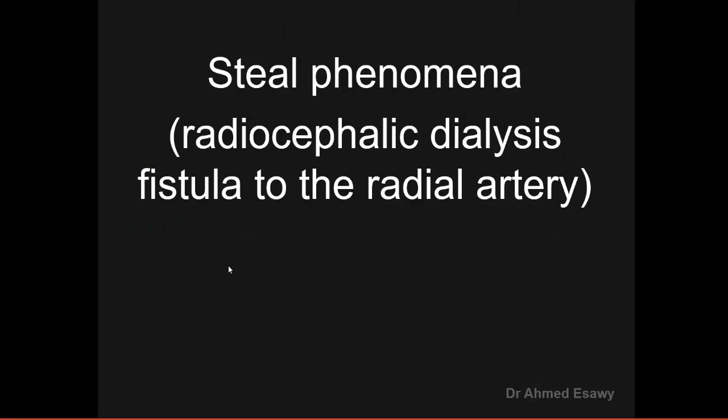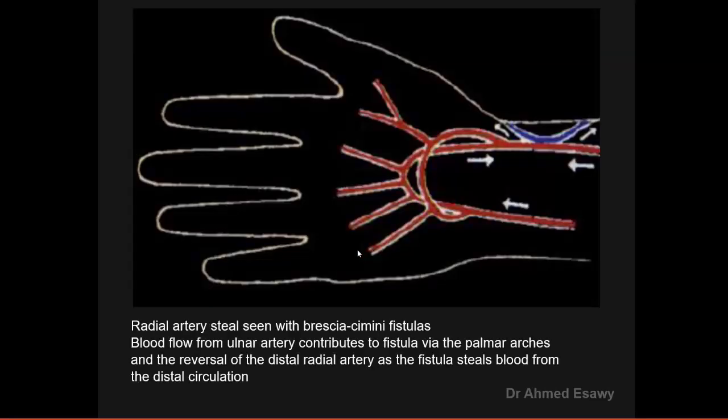Steal phenomena: radiocephalic dialysis fistula to the radial artery. We talk about problems where the radial artery is not sufficient to supply the fistula. In radiocephalic fistula in dialysis, blood is stolen from the ulnar artery via the palmar arch to the fistula to compensate for the decreased amount of blood from the radial artery. Radial artery steal with radiocephalic fistulas.